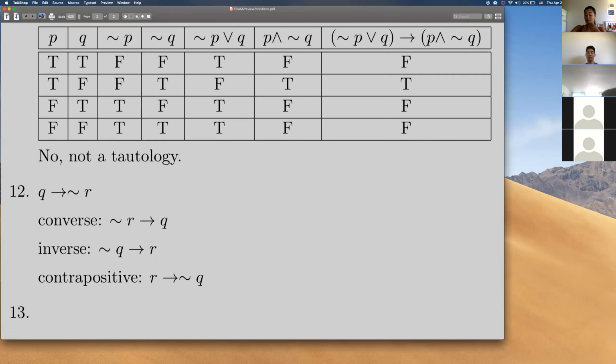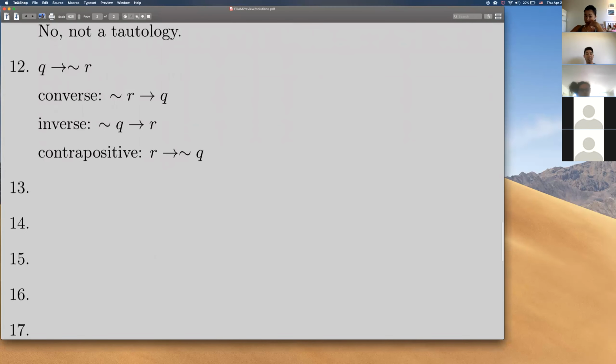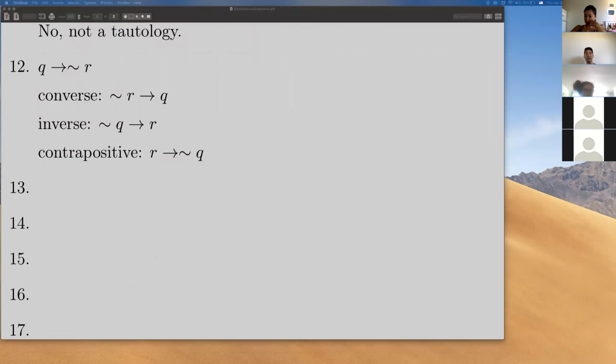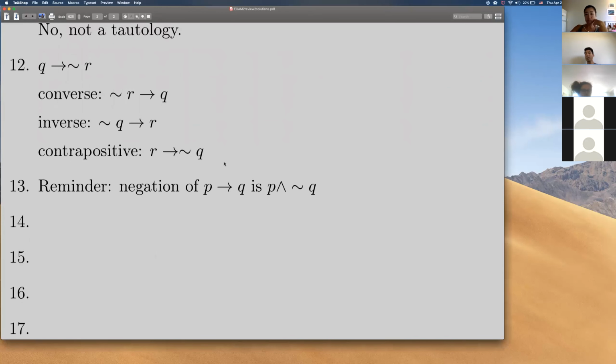The number 13, that's the one that I got confused. Okay, let's look at it. So 13 is an if-then statement, right? We're trying to negate it. This is just like the last one we did in the previous review. You have to remember this. Negation of an if-then: you keep the left exactly as it is, you change the arrow to an and, and then you negate whatever the right side was.